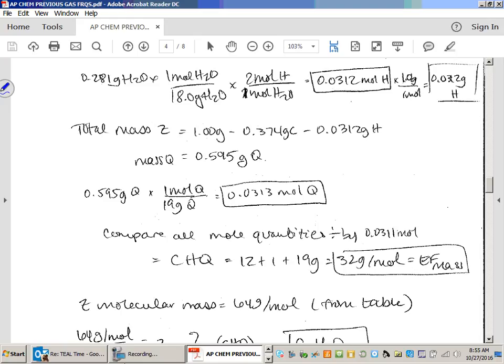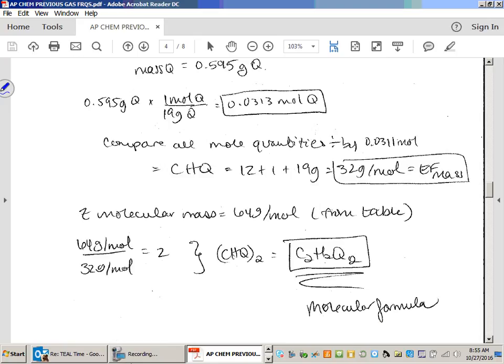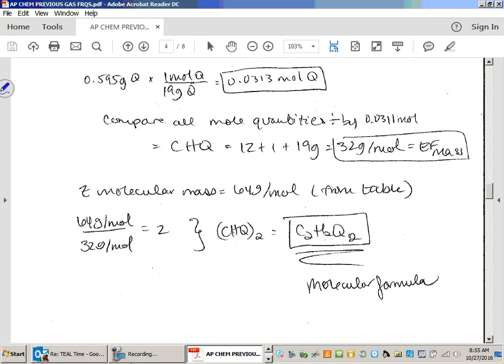But then, since the empirical formula mass total was 12 plus 1 plus 19, that was 32 grams per mole as the empirical formula mass. And the total mass of the compound from the table was 64 grams per mole. Those two being your multiple, your molecular formula would have been C2H2Q2. Give me a thumbs up if you made it through that process. Okay, where did we get stuck?